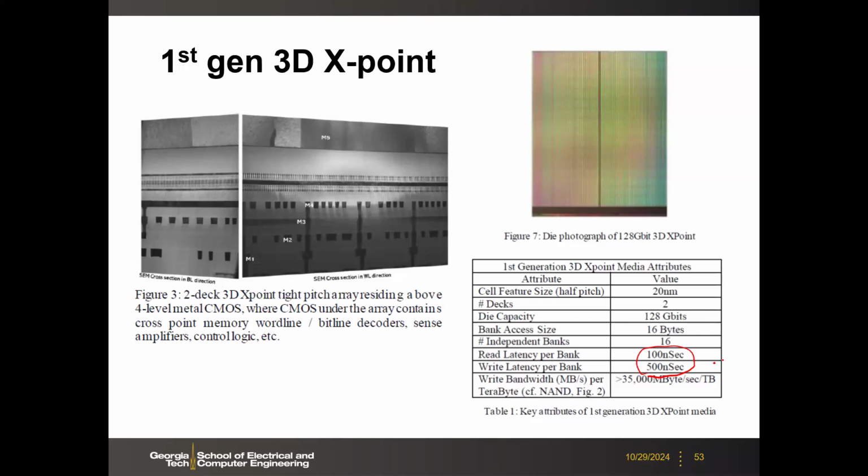NAND flash read is a few microseconds to tens of microseconds. Write is even slower because of the verify, so it will be like hundreds of microseconds. So this is faster than the NAND. So again, from both the density and the latency point of view, this is somewhere in the middle, right? Somewhere in the middle.